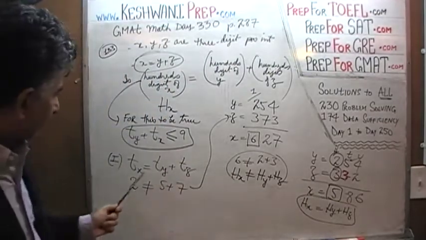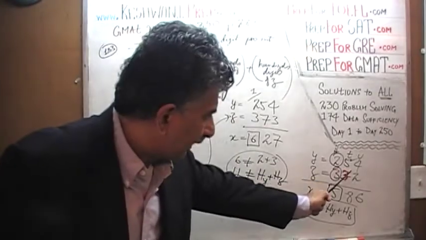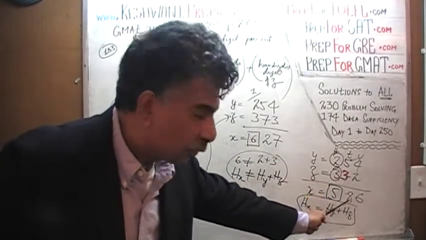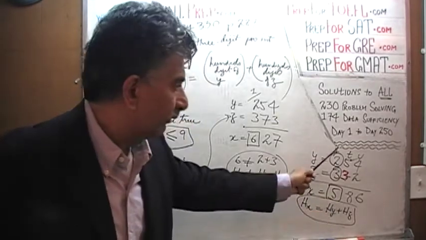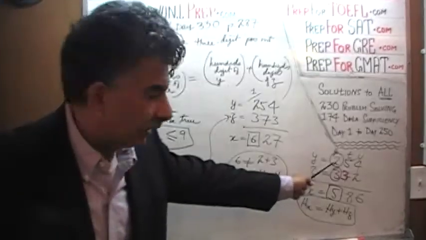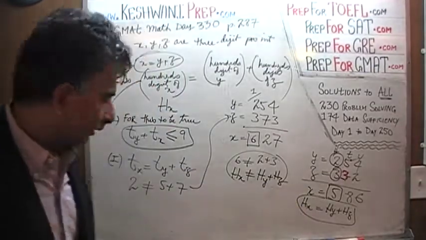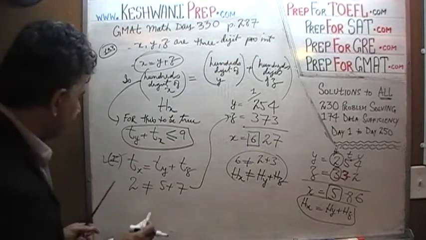So as long as this is true, as long as the 10 digit of Y plus the 10 digit of Z equals the 10 digit of X, that's another way of saying that we have no carryover. And if you have no carryover, then the 100 digit of Y plus the 100 digit of Z should equal the 100 digit of X. The first statement is enough. The first statement by itself is enough.